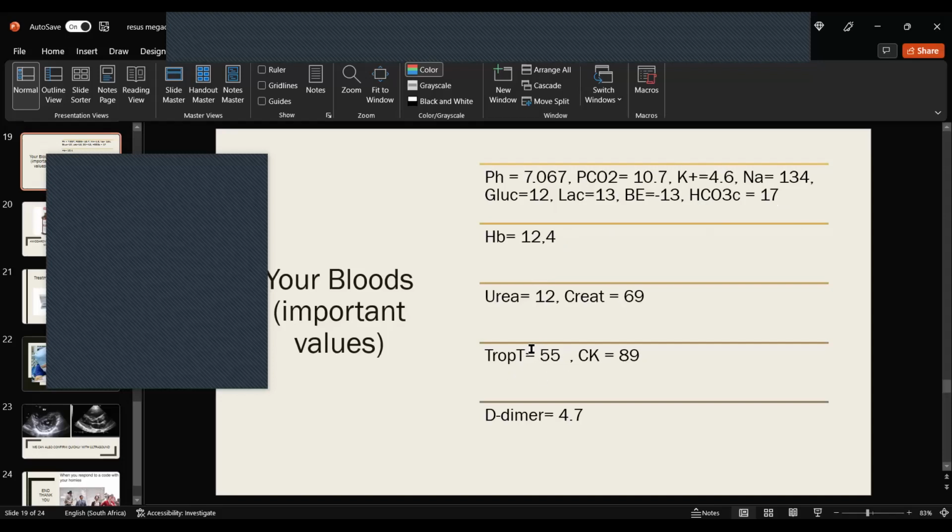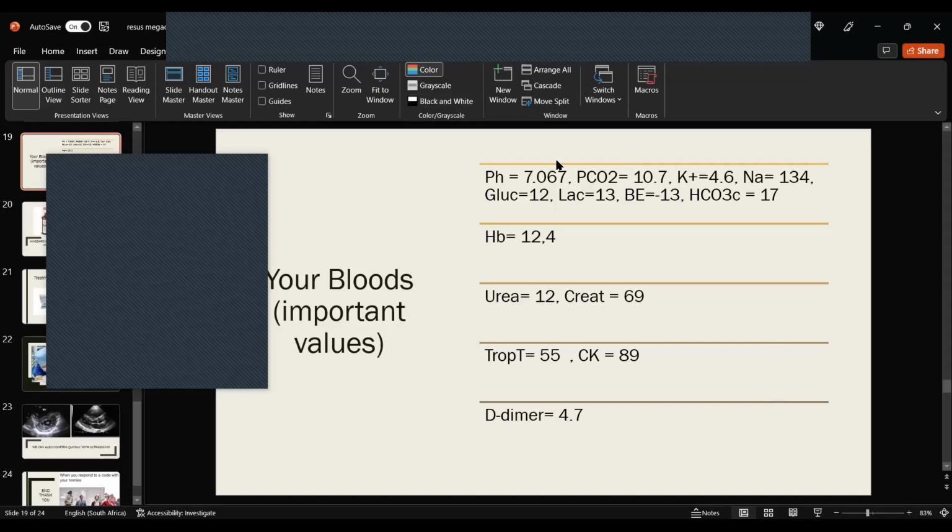His HB is 12, his urea is 12, creatinine is 69. His troponin T is only 55 and his CK is only 89, but his D-dimer is 4.7. So what's the most likely diagnosis? Yeah, very good. Pulmonary embolism. So would it have been nice? We should have asked for this a long time ago, isn't it?